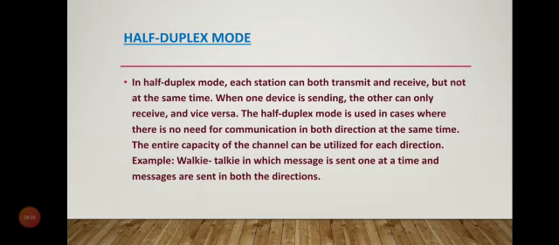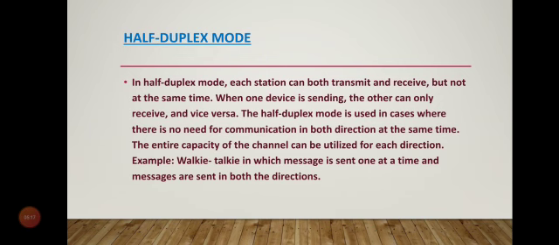Half duplex mode. In half duplex mode, data is sent in both directions but not at the same time. For example, data can be sent from A to B, or from B to A along the same line but not at the same time. For example, a phone conversation between two people where only one person speaks at a time. In half duplex mode, each station can both transmit and receive, but not at the same time. When one device is sending, the other can only receive.